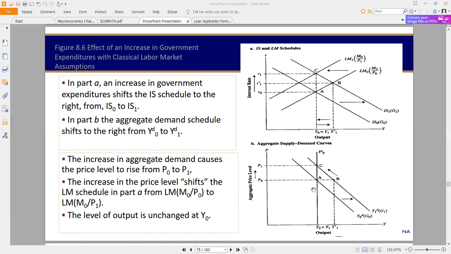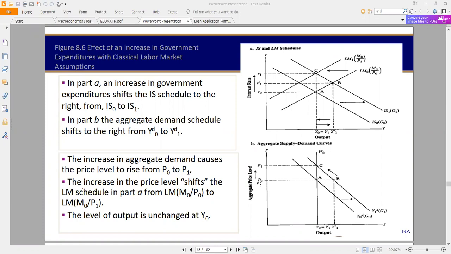If you come to the AS-AD curve, this is our vertical AS curve. This is our initial aggregate demand curve when there was no change in government spending. So the equilibrium point was A with output Y0. After the increase in government spending, the IS curve shifts to the right, and we know aggregate demand will also shift to the right. So this would have been the new equilibrium point. But because the AS curve is vertical, this is the equilibrium point, and we see an increase in price.